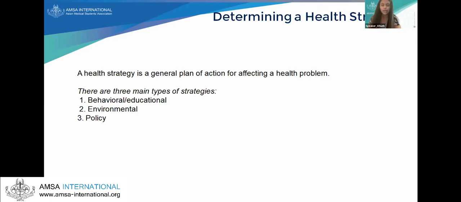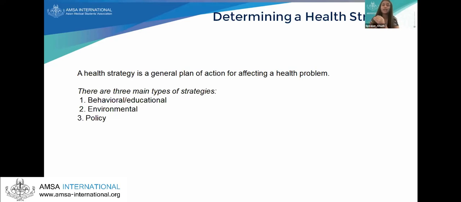An example of a behavioral or educational strategy based on the priority contributing factor of knowledge is an advertising campaign about the dangers of secondhand smoke, if relating it a little bit to the case study that we have been working upon. Next, the environmental health strategy. This type of strategy is basically used if you want to alter the physical or the social environment. If the priority contributing factor was access, an example of an environmental strategy could be to decrease the access by removing cigarette vending machines from public buildings.